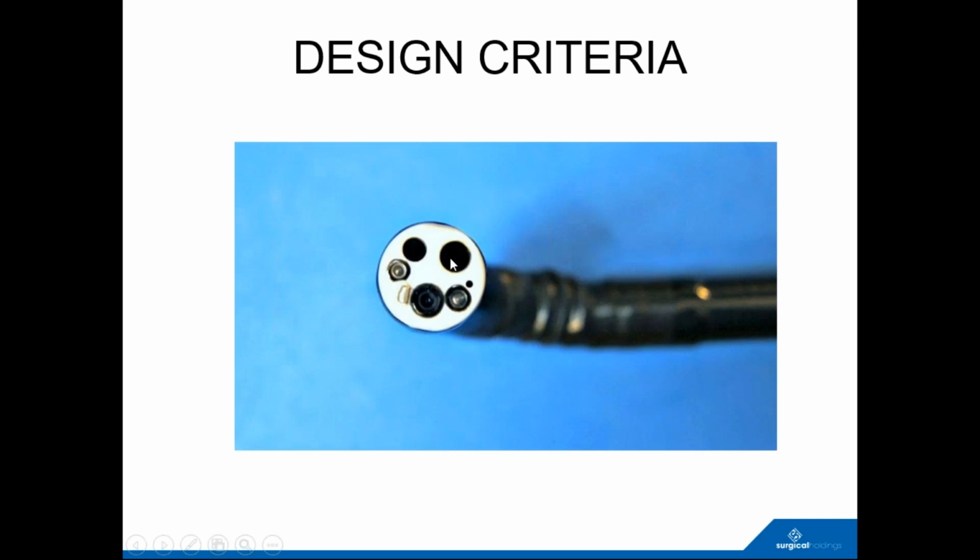There are two channels here. This is the objective lens. Those are the headlights to provide the light. Again, that flushes the distal window here.